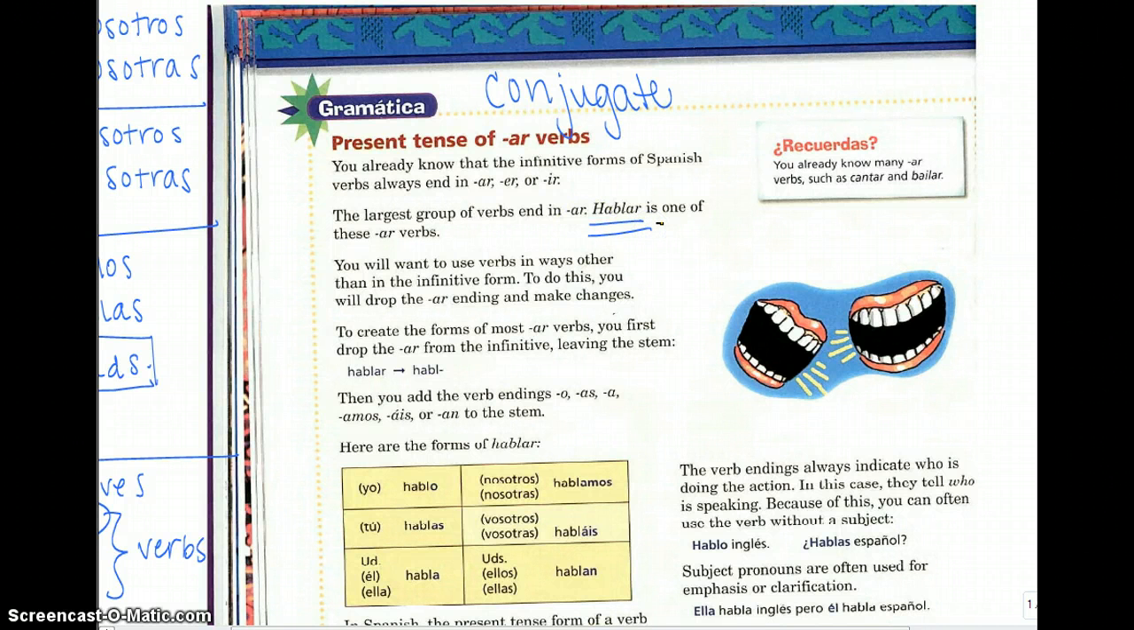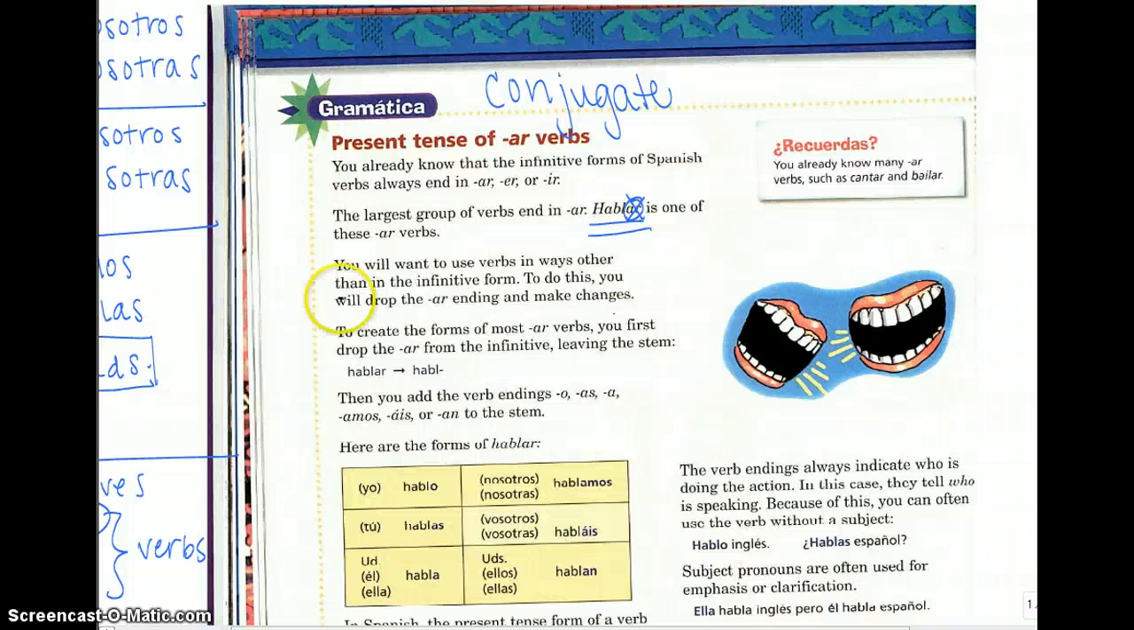Now, verbs in English are a little bit different than in Spanish because we just say I talk, you talk, he talks. But in Spanish, we take this verb, we get rid of this AR, and then the endings, we put on new endings based on the subject pronoun that tells you who is doing the talking. Okay? So, you can do this with any regular AR verb, like cantar and bailar, but right now we're going to talk about hablar. Okay?